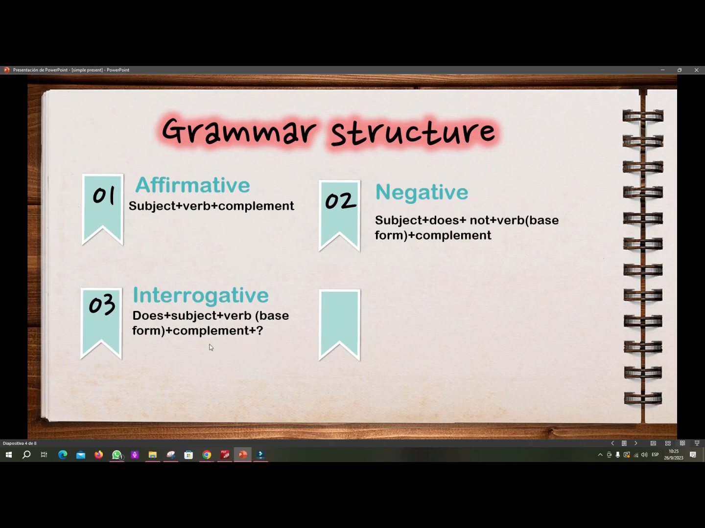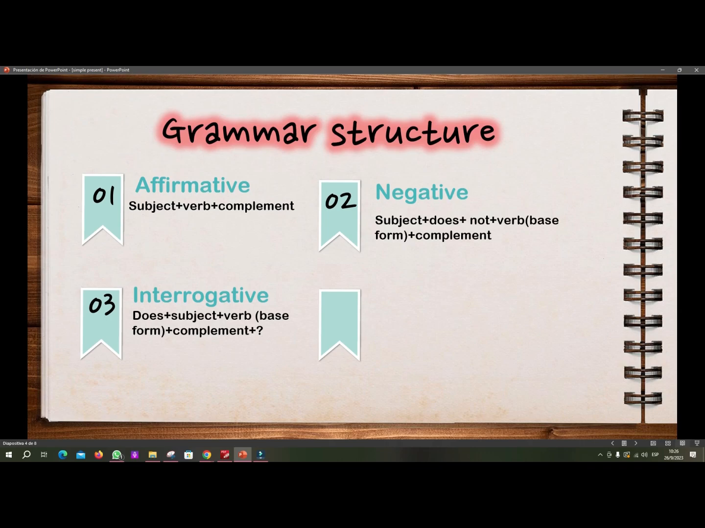Lo mismo sucede con la interrogativa, vean. Aquí hacemos un cambio entre el sujeto y el auxiliar, digámoslo así. Utilizamos primero el auxiliar does, luego el sujeto, y también en las interrogativas vamos a escribir los verbos en su forma base. ¿Por qué? Porque ya estamos utilizando does, siempre que nuestro sujeto sea él, ella o eso. Third person singular. Complemento y el signo de interrogación. Recuerden que en inglés utilizamos solo signo de interrogación al final de la pregunta.